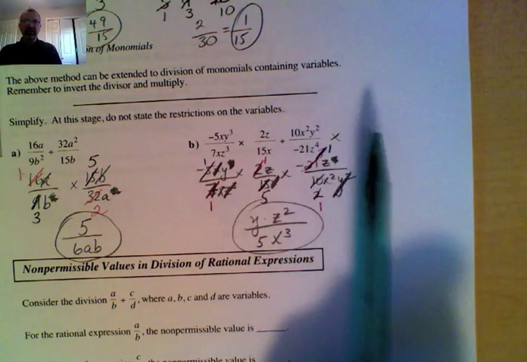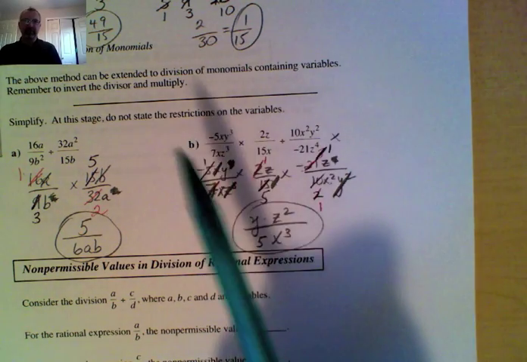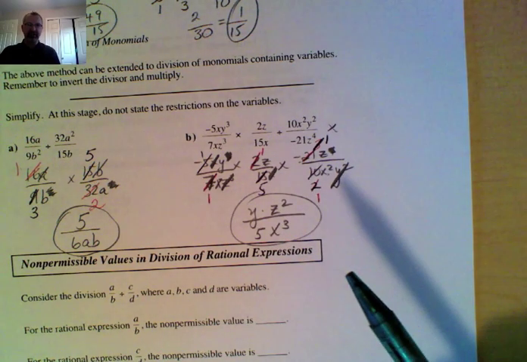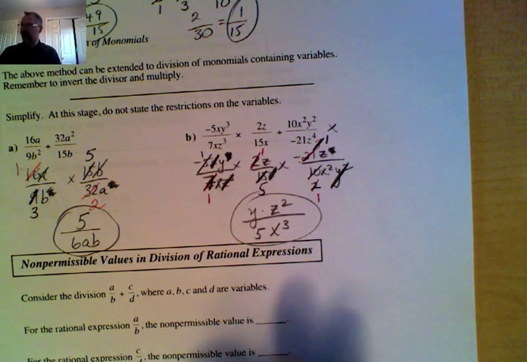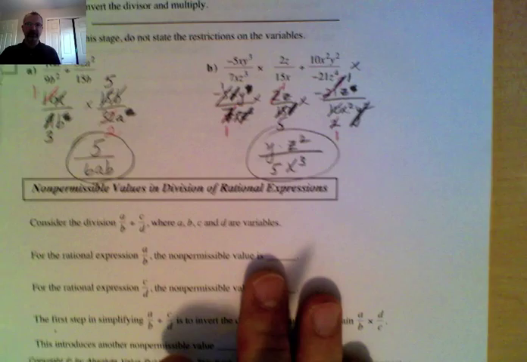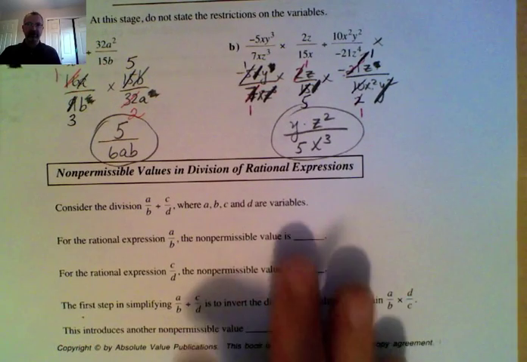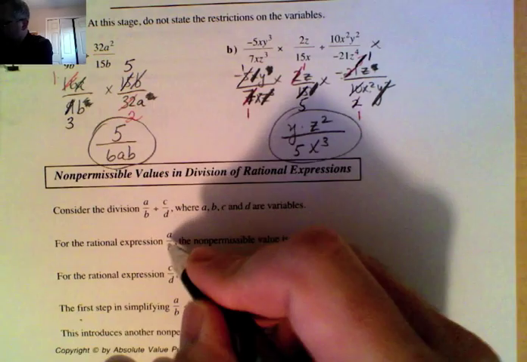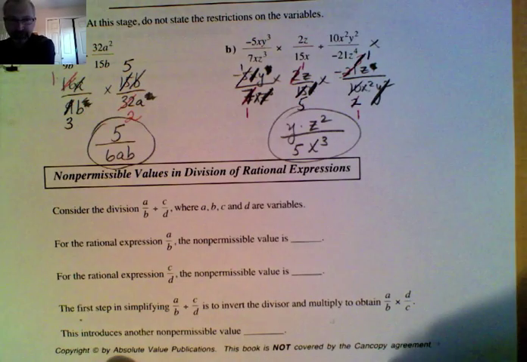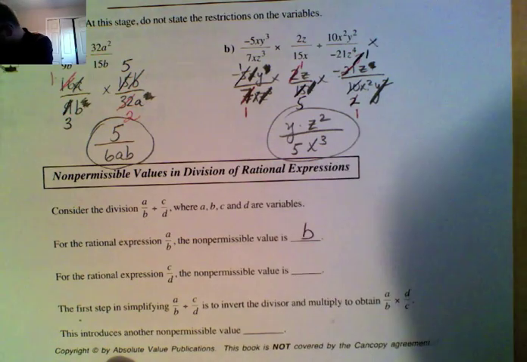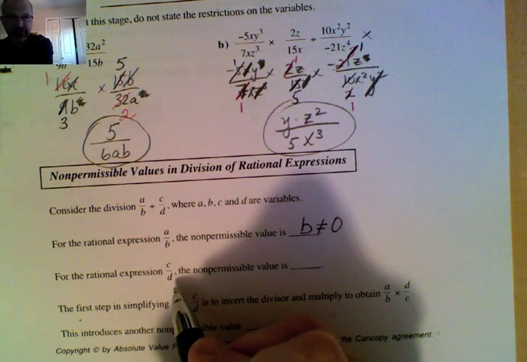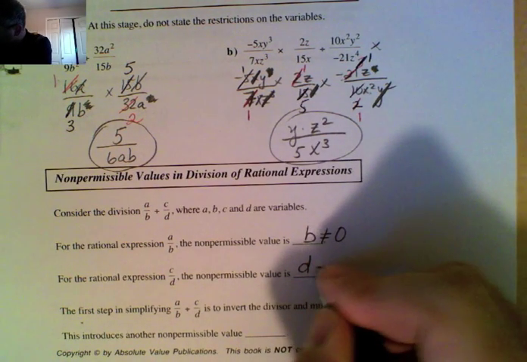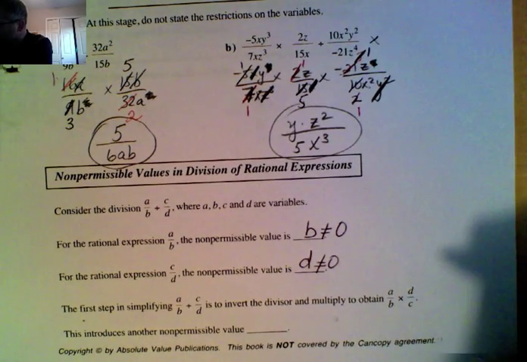So lots of what we just did is very similar to what we did when we did simplifying radicals, except we just have more radicals to deal with. Now, something we have to focus on next is how do we determine non-permissible values when we actually divide rational expressions. So if we consider this rational expression here, a over b has a non-permissible value of b, where b cannot equal 0. In this expression, c over d, the non-permissible value is d, where d cannot be equal to 0.